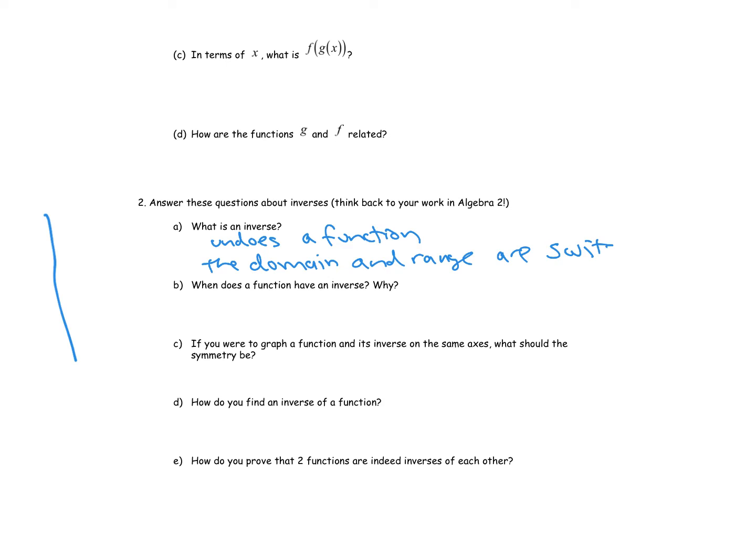Now, not all functions have inverses. When a function has an inverse, we call it invertible. Well, in order to have an inverse, a function must be one-to-one. And what that means is every x value goes to a unique y value.